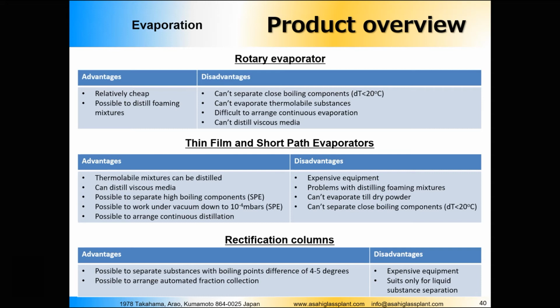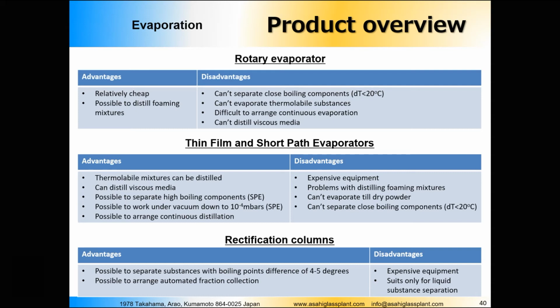So, the disadvantages of the thin film, TFE and SPE. First of all, that's expensive equipment. Point number 2, we have problems with distilling foaming mixtures, because it will create foam inside the heat exchanger. We cannot evaporate to dry powder, but we can do this in a rotary evaporator, obviously, and we cannot separate close boiling components with delta T less than 20 degrees.